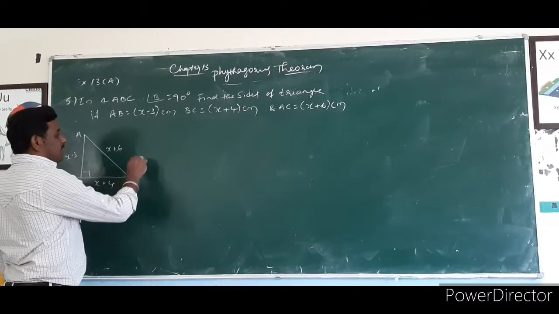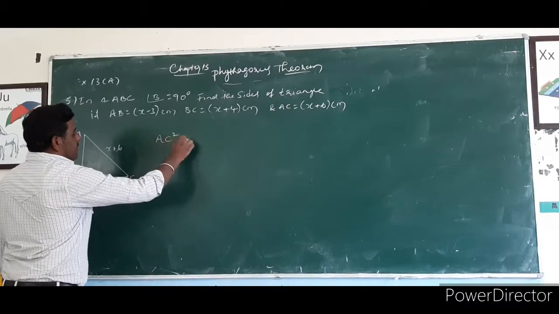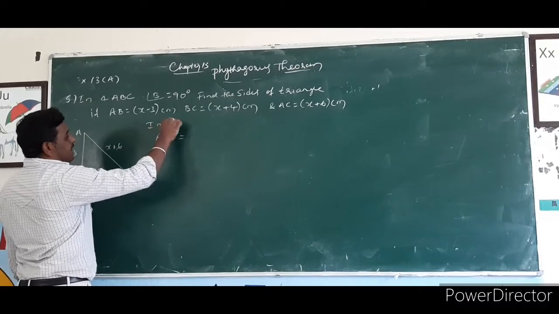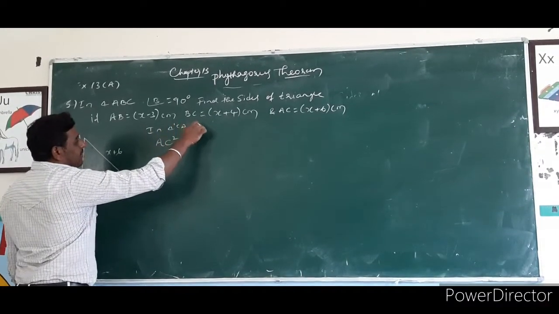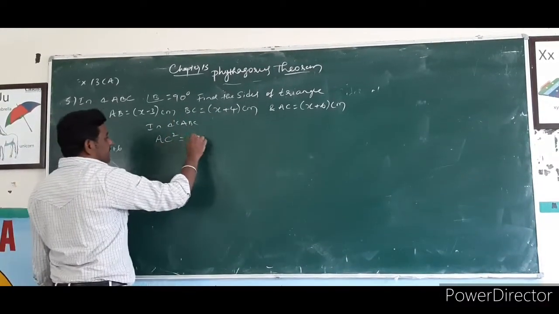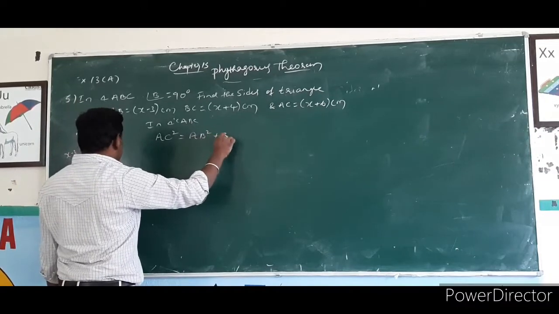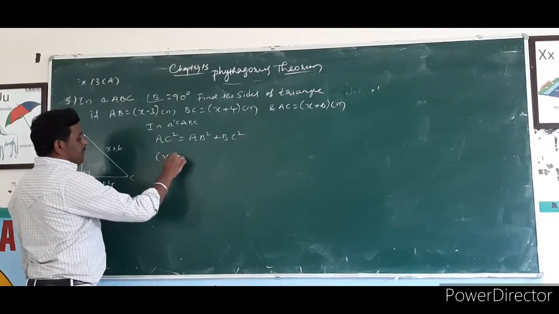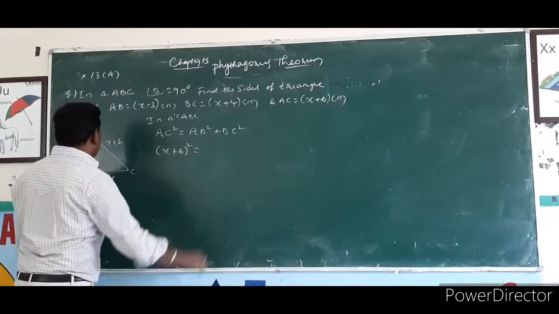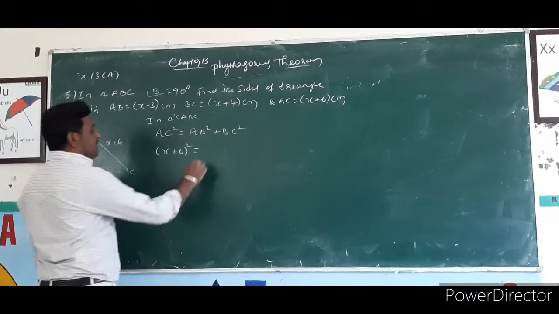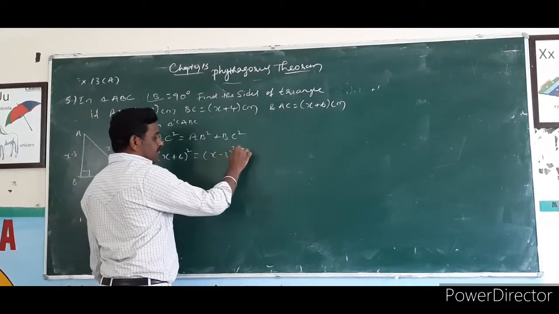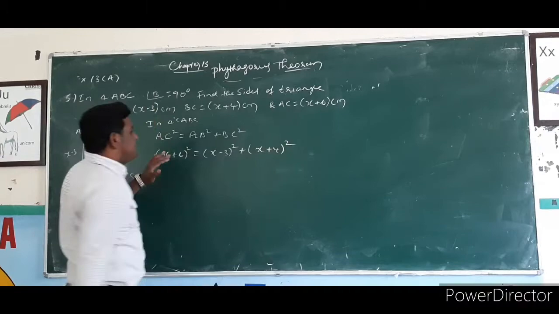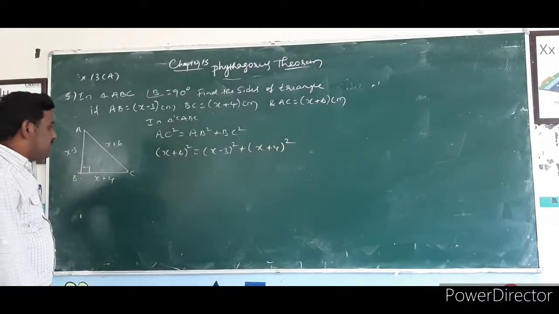So first apply the Pythagoras theorem. The side opposite the 90 degree angle is the hypotenuse, then the other two sides in triangle ABC. Pythagoras theorem I am applying here: AB square plus BC square is equal to AC square. AC square means (x plus 6) square, AB square means (x minus 3) square, BC square means (x plus 4) square. So I am substituting the values in the Pythagoras theorem.